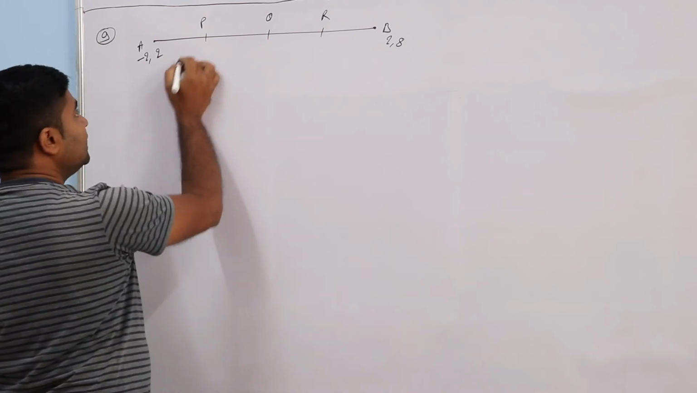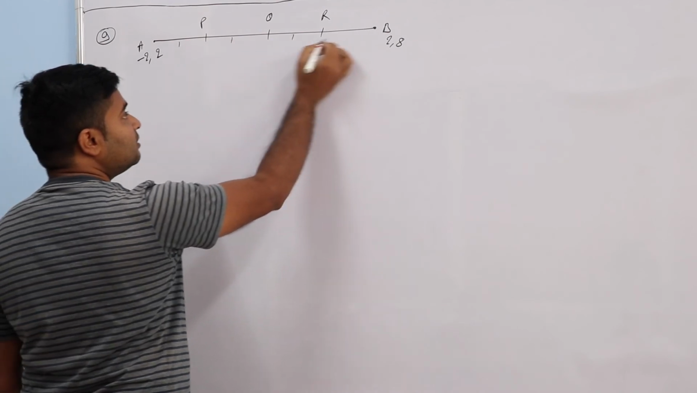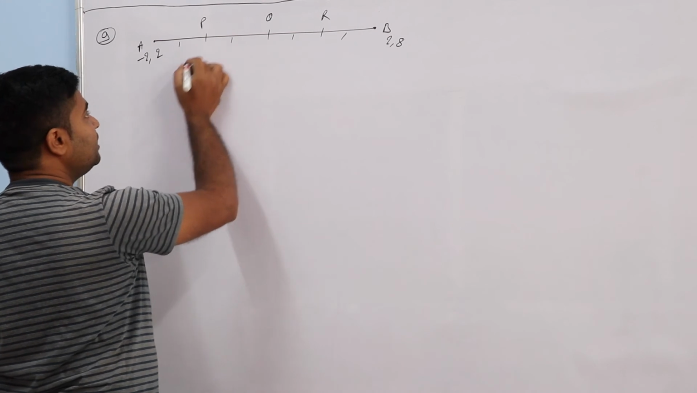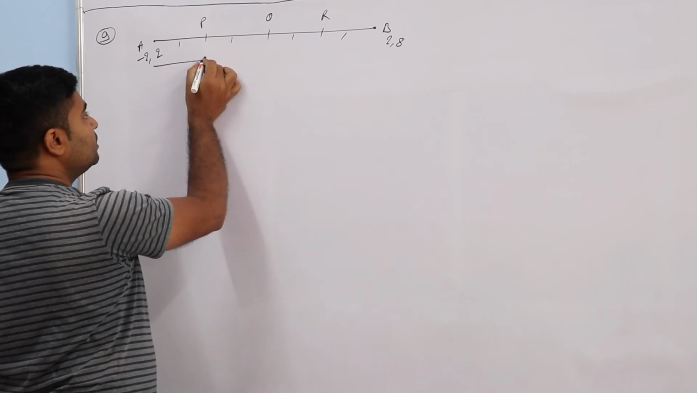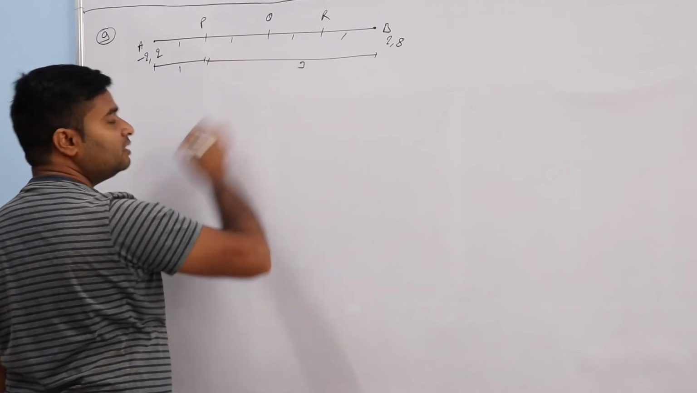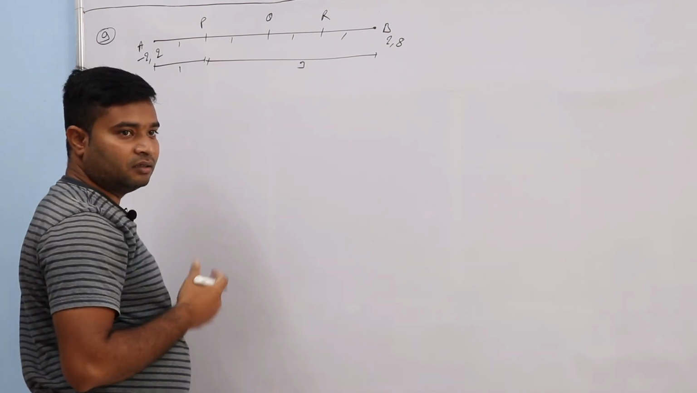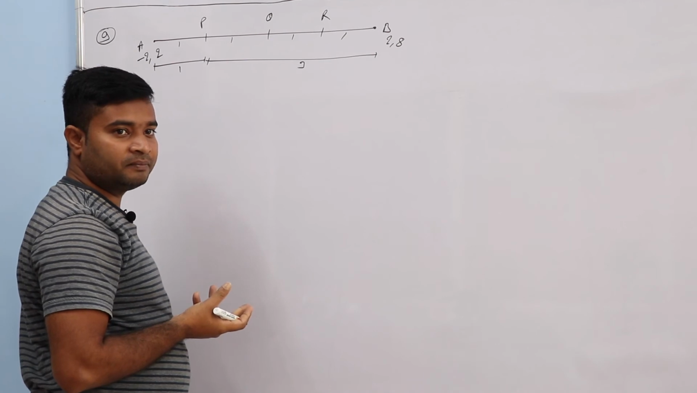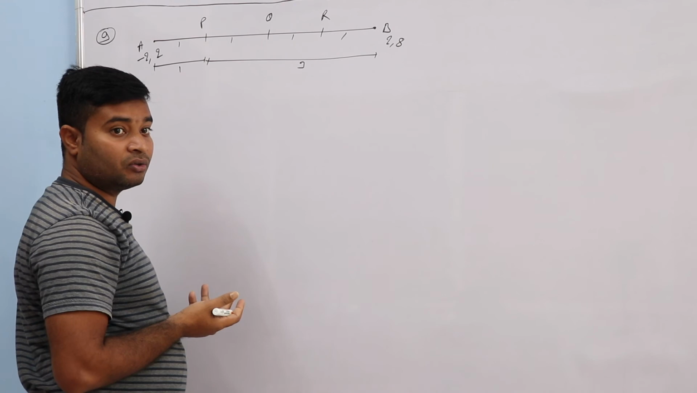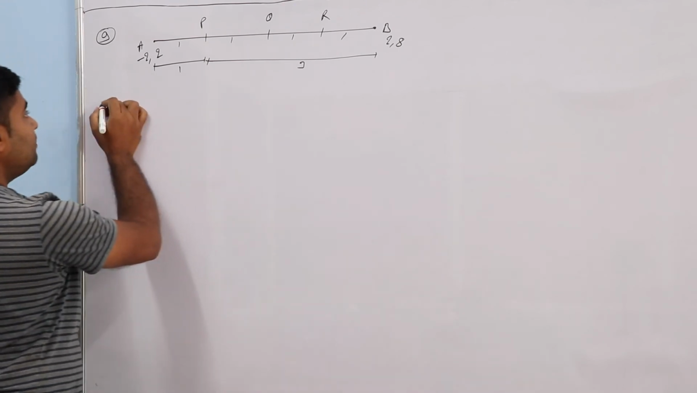Now, equal means all parts are 1 each. So if you are finding P, this is 1 part and this full is 3 parts, which means the ratio is 1 is to 3. In all situations we will do the same thing. Okay, so now find P.